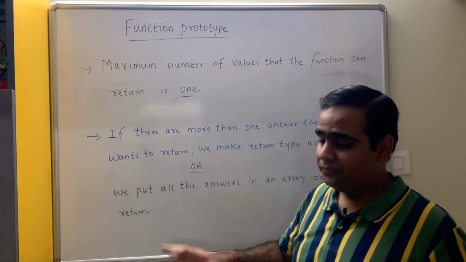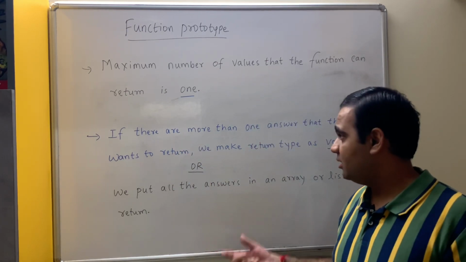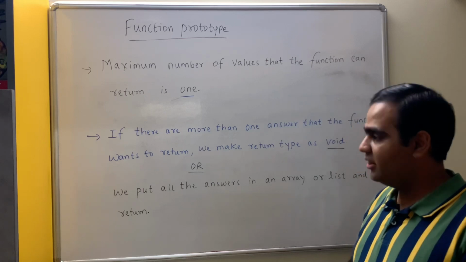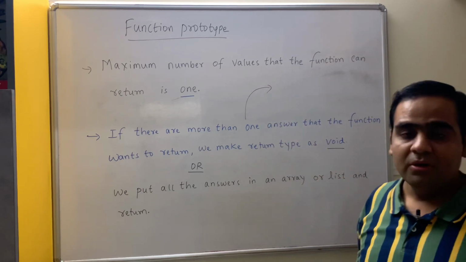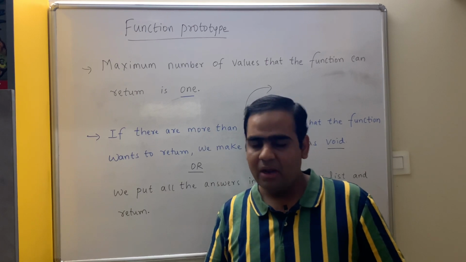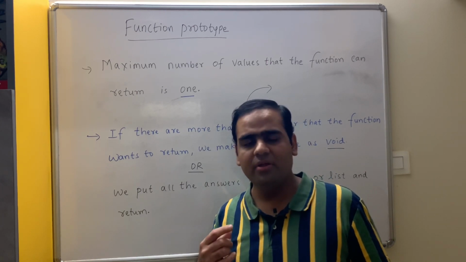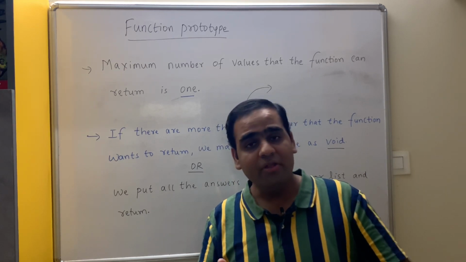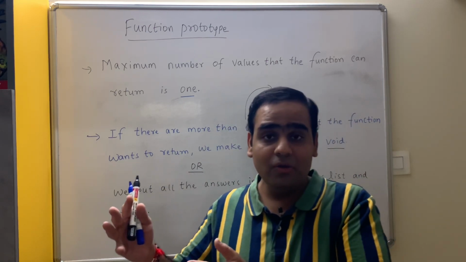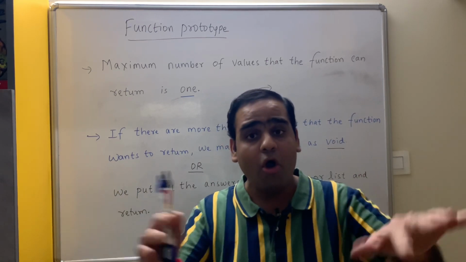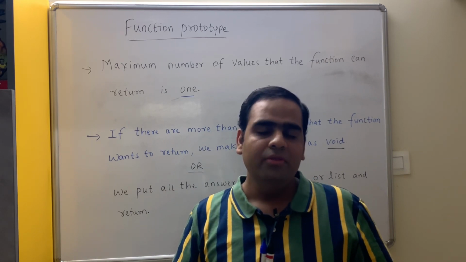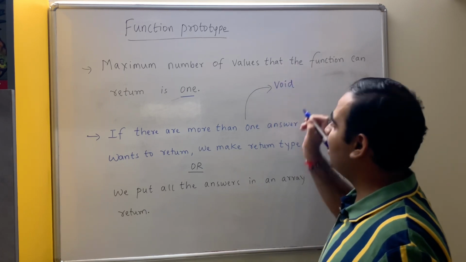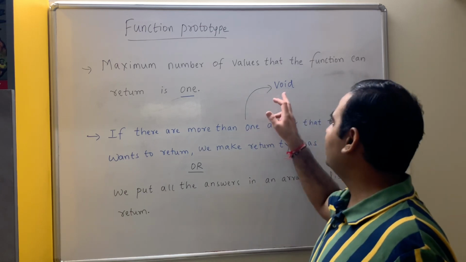If a function wants to return more than one answer, then we make the return type as void. Say for example, we want to print first n natural numbers. Now n can be 5. That means the first 5 natural numbers are 1, 2, 3, 4 and 5. Can I return all 5 answers? Not possible. Because a function can either return 1 or 2 or 3 or 4 or 5, but not all at the same time. Therefore, whenever there is more than one answer that the function has to return, we make the return type as void.